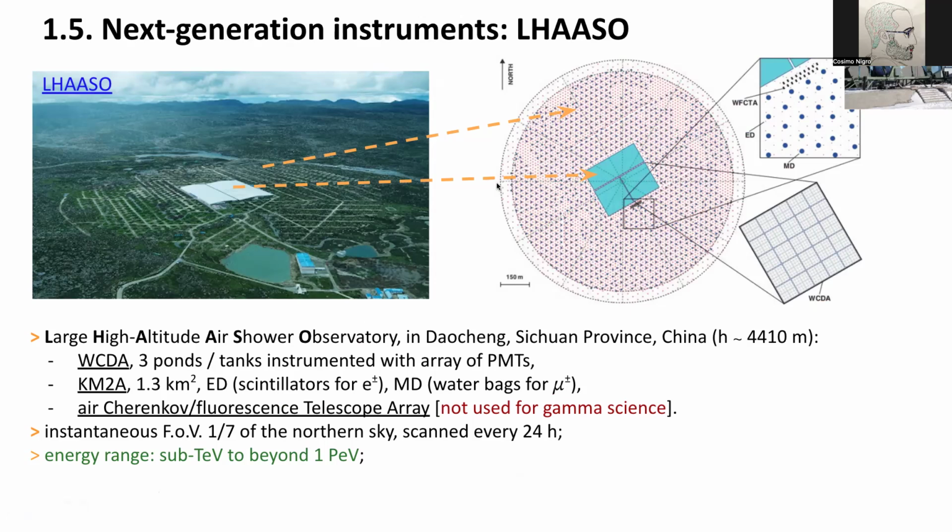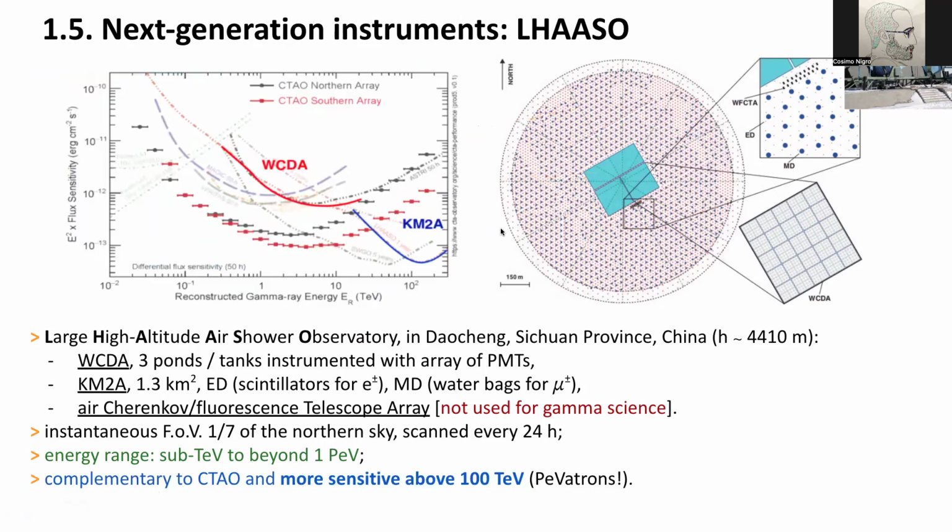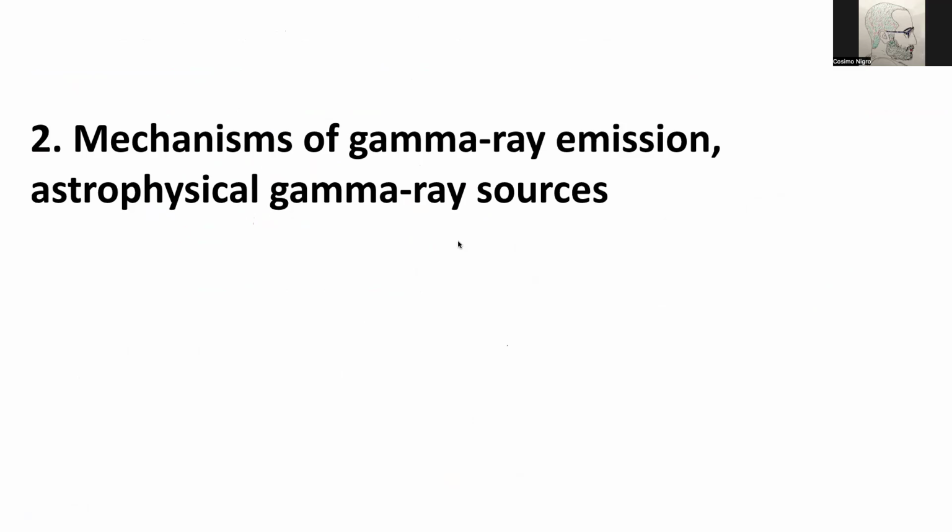So this instrument is really starting to explore gamma ray astronomy well beyond 100 TeV and has already produced important results at 1 PeV. And as you can see from the sensitivity curves of the water Cherenkov detector array and of the kilometer square array, it will nicely complement CTA at the highest energies.